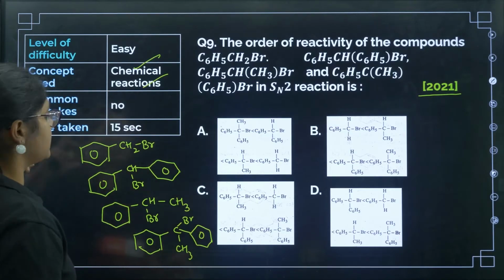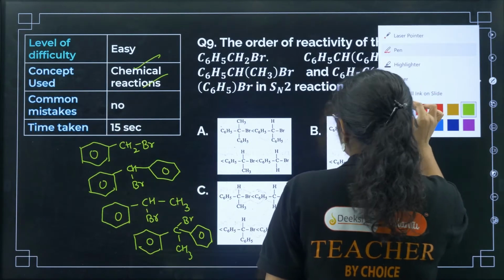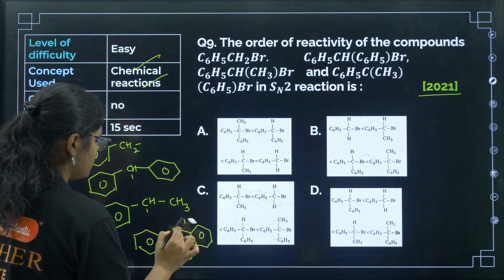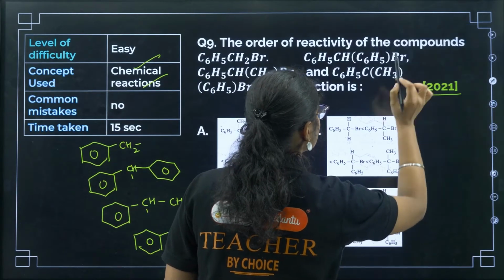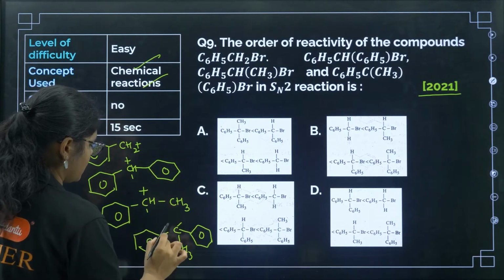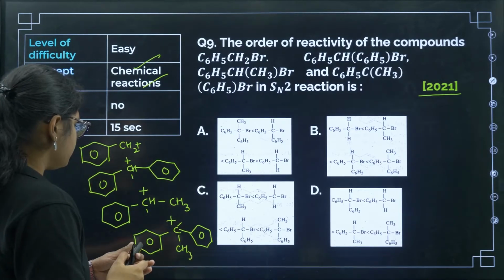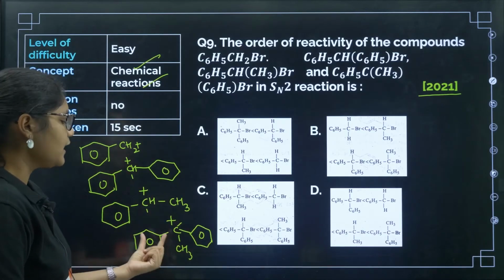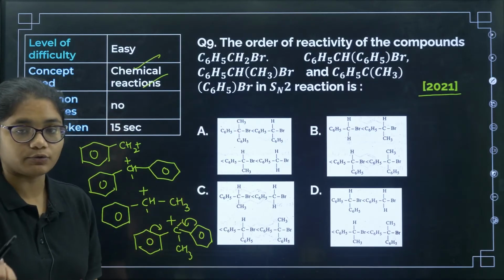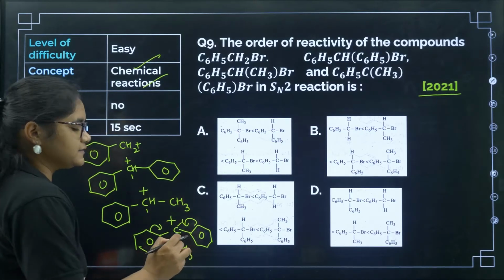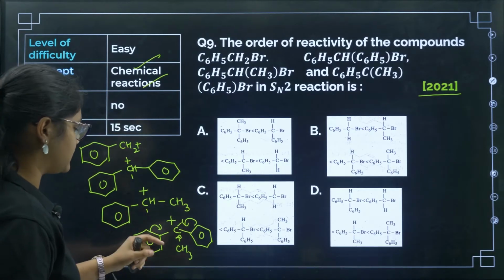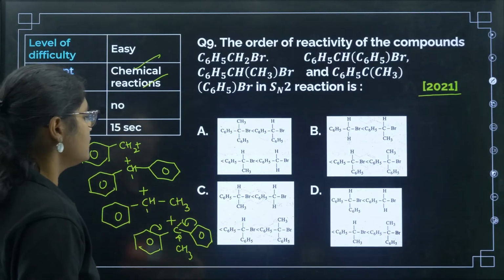So we have to remove this Br to get the carbocations, right? So we remove this Br and at that position we will get the carbocations. So here we get this carbocation, and then this carbocation. Now if you see in this particular group, there are 2 phenyl groups stabilizing this carbocation due to resonance, and CH3 is also stabilizing it due to the plus I effect. So that is why this carbocation will be most stable. Which option is that? That is present in option number C.